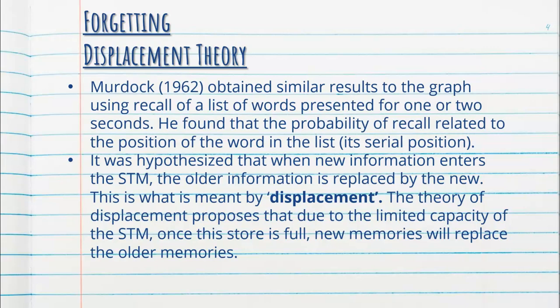So Murdock in 1962 obtained very similar results to the graph I showed you previously. He used recall of a list of words presented for 1 or 2 seconds, and he found that the probability of recall related to the position of the word in the list was very important. So in other words, its serial position. So it was hypothesized that when new information enters our short-term memory, the older information is replaced by the new. So this is what's meant by displacement.